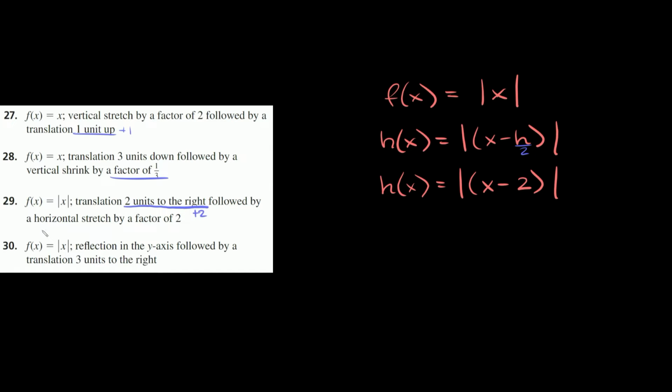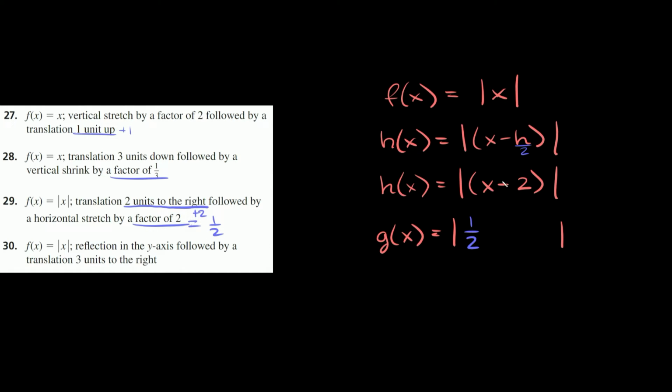Now it says followed by a horizontal stretch by a factor of 2. So a horizontal stretch, again, means 2 things. The first one is whatever factor it gives us, we have to put in the reciprocal, right? So the reciprocal of 2 would just be equal to 1/2. And the other thing is we're going to multiply this 1/2 by any x's that we have. So then here we're going to have g of x is equal to the absolute value of 1/2.